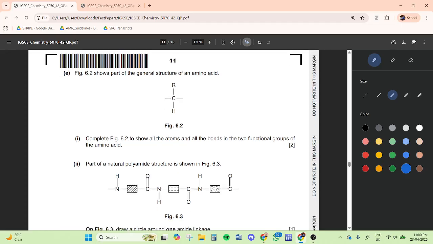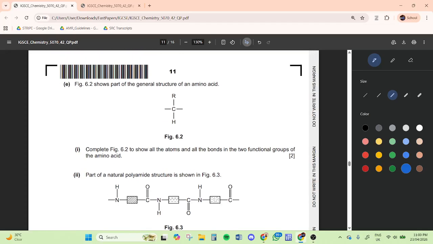And we're going on to the last bit of the question. It shows part of the general structure of an amino acid. Complete figure 6.2 to show all the atoms and all the bonds in the functional groups of the amino acid. Biologists, people that have biology, know this one pretty well, and if you're studying for your IGCSE exam, you obviously have to know this. There's going to be a carboxyl group over here. So you're going to put a C over here, a double bond with the O, and you're going to put an O here. And then you're going to put the amine group over here.